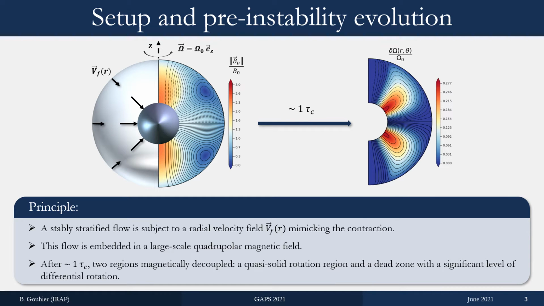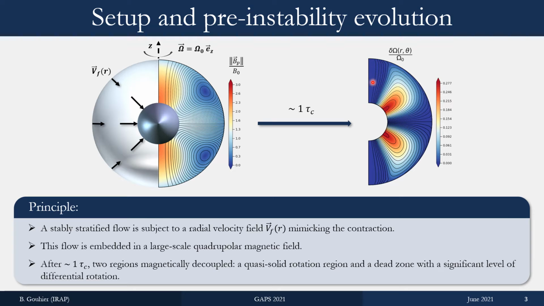For this, we performed the axisymmetric numerical simulation of a spherical shell filled with a stably stratified flow embedded in a large-scale quadrupolar magnetic field as represented here. This flow is subject to a radial velocity field mimicking the contraction of the core, and the magnetic field is assumed to be the product of a core dynamo during the main sequence. After one contraction timescale, the configuration is characterized by two magnetically decoupled regions.